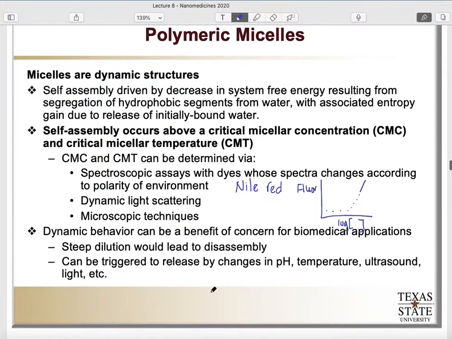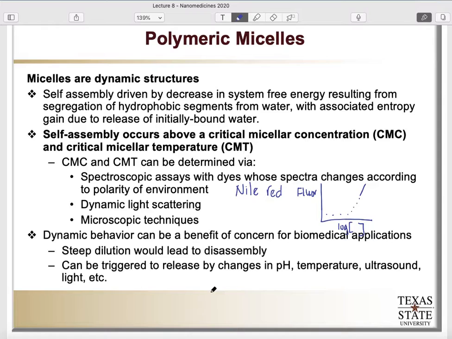The dynamic behavior can be a benefit or a concern for biomedical applications, as I mentioned. So if, for example, the micelle is diluted because of injection into the blood to a concentration that is lower than the critical micellar concentration, then that would lead to immediate disassembly. And of course, that would prevent the micelle from actually being able to target the disease location. On the other hand, we can trigger the release by utilizing changes in pH or temperature or ultrasound or even light in order to trigger drug release on demand. And so that would be something that is an interesting application.